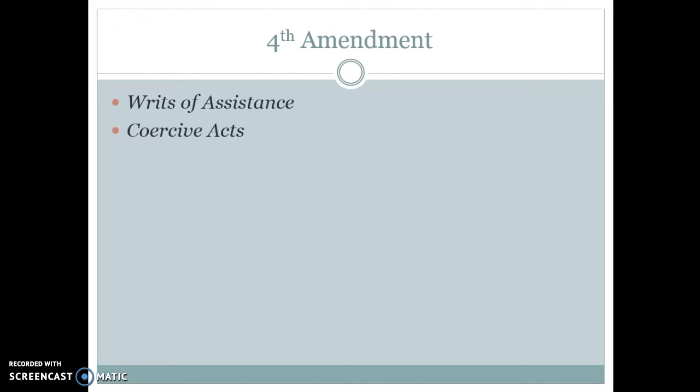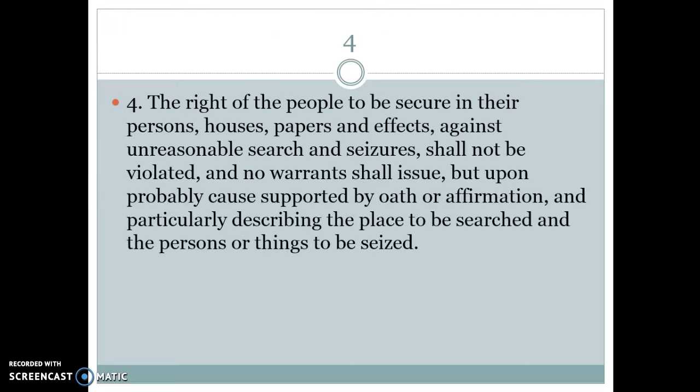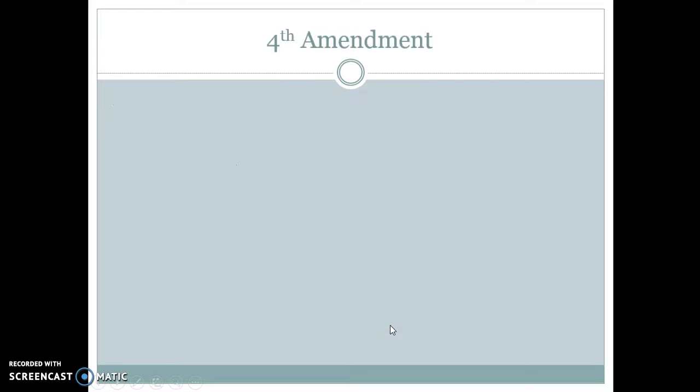This has also been interpreted as the Privacy Amendment, that you have the right to privacy, where it says here, be secure in your persons, houses, papers. You have privacy in your own home. And some of the historical context for this is Americans remembered the writs of assistance and the Coercive Acts, which allowed British customs officers to search their home and take their property without their consent.